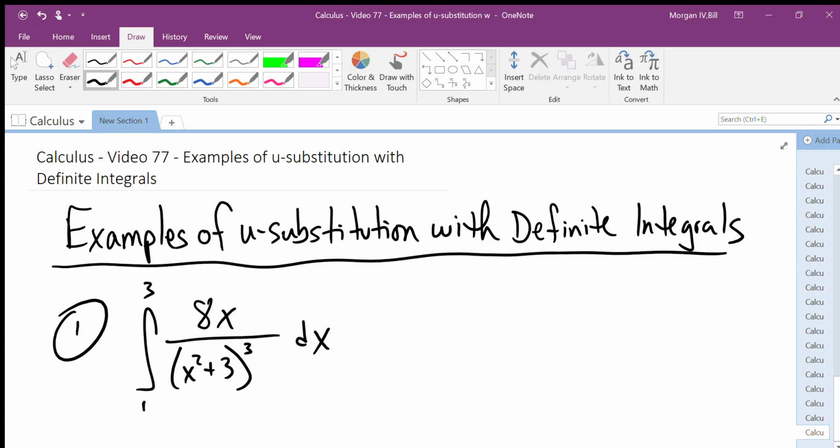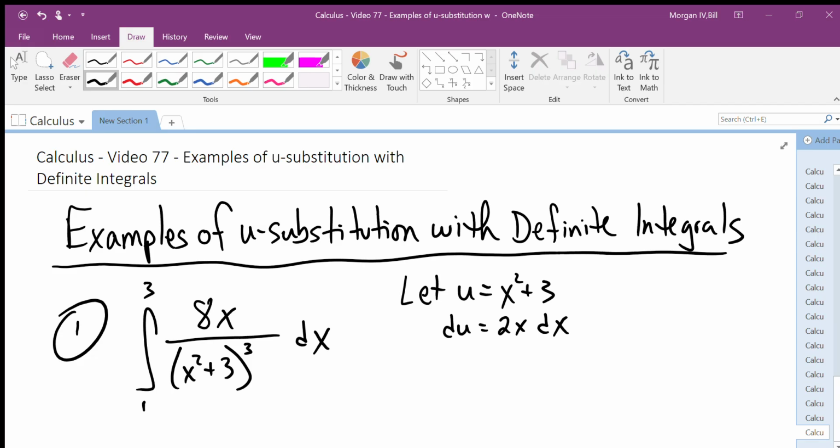I don't know how to take the integral of 8x divided by x squared plus 3 cubed. That seems pretty complicated, so probably a u substitution is needed in order to make that function simpler so that I can take the integral. So we're going to say let u equal x squared plus 3. The derivative du is 2x dx.